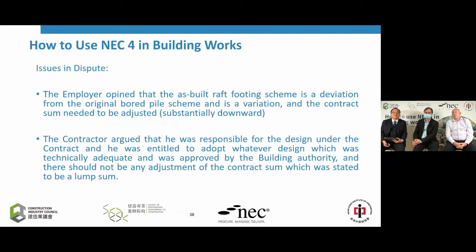Okay, so this is the dispute. And I was asked to sue on behalf of the contractor against the employer for this dispute.